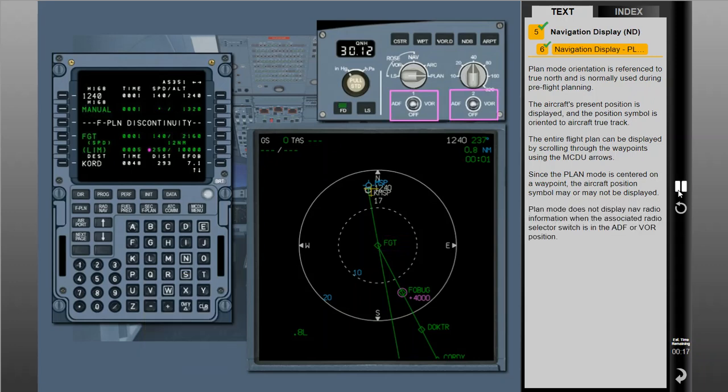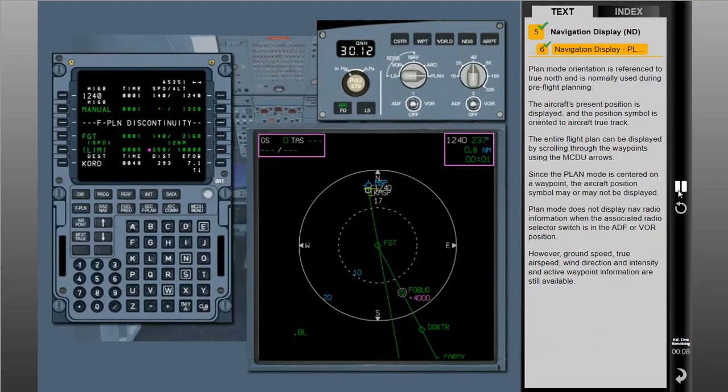Plan mode does not display nav radio information when the associated radio selector switch is in the ADF or VOR position. However, ground speed, true airspeed, wind direction and intensity, and active waypoint information are still available.